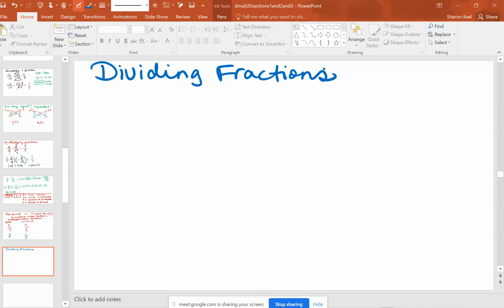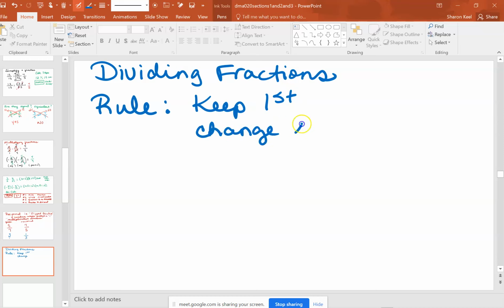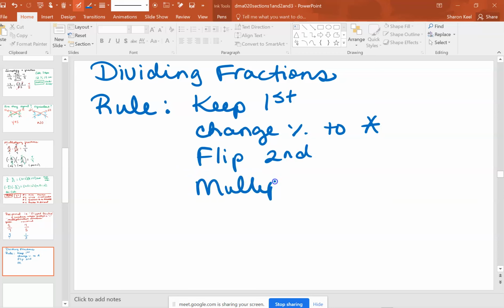When we look at dividing fractions, the simplest way to write out the rule for dividing fractions would be that we are going to keep the first one the same. We are going to change division to multiplication. We are going to flip the second fraction. We will then multiply, and we will then simplify. So keep, change, and flip. That's what we're going to do.